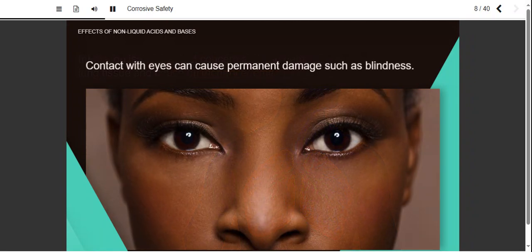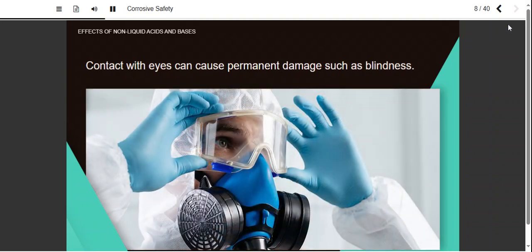The eyes are particularly susceptible to dust and gases due to their moisture content and delicate nature. Eye contact with corrosives can cause permanent damage, including blindness. This makes protection of the optic nerve with correct personal protective equipment and prompt and proper eye washing particularly important.